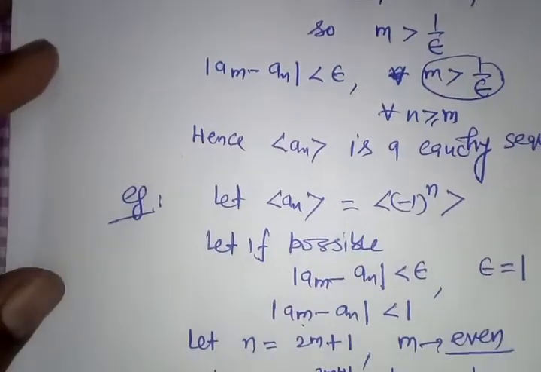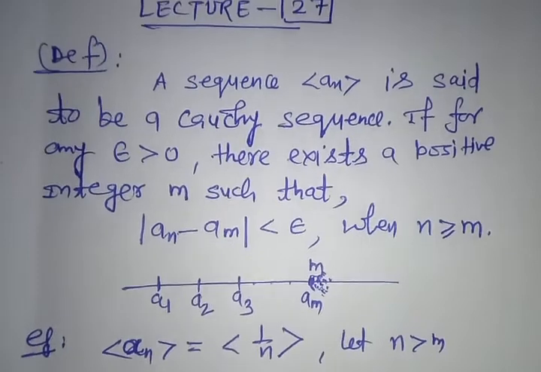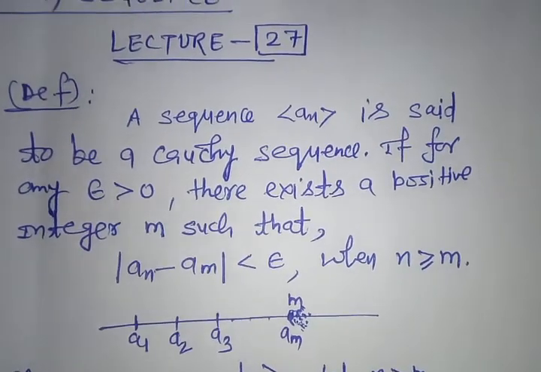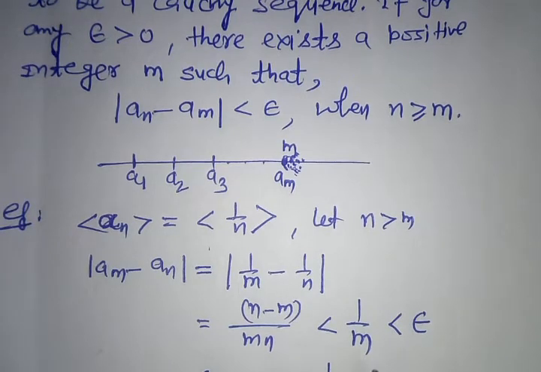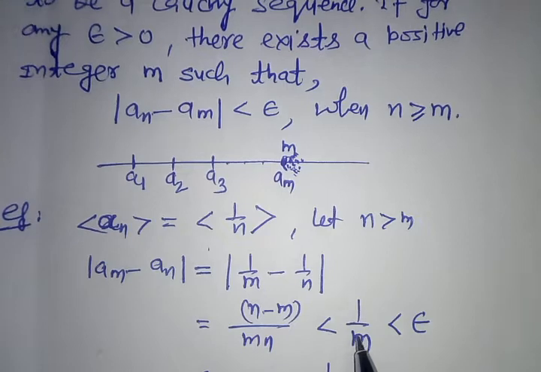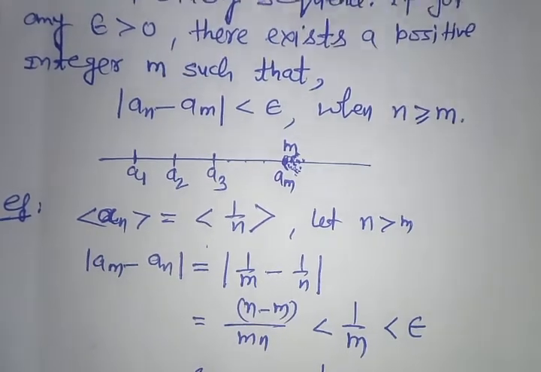So by definition we can prove whether a sequence is Cauchy or not, for which we only have to find m. If such an m exists, then the sequence will be a Cauchy sequence.